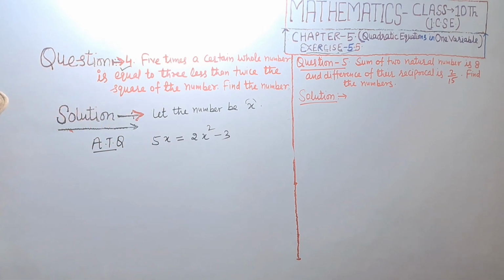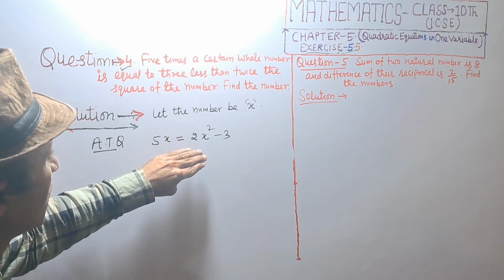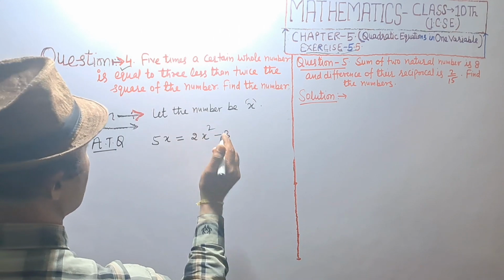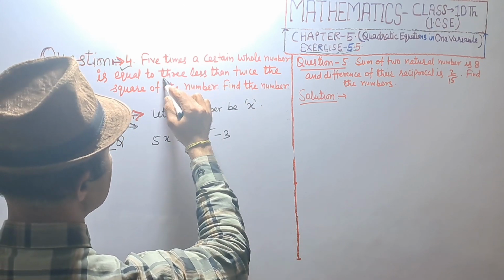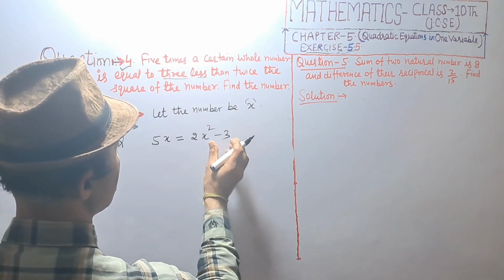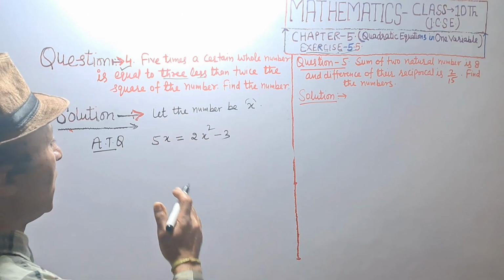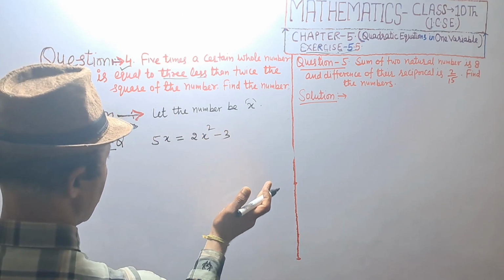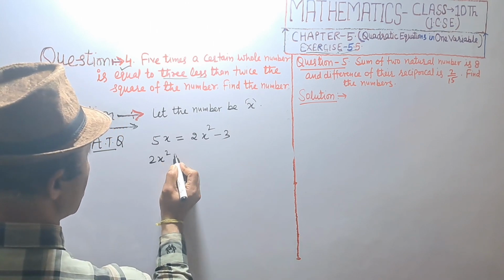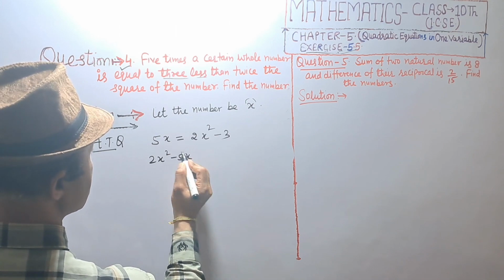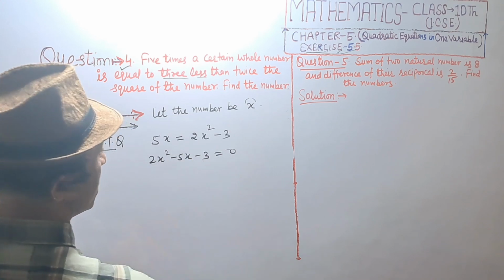According to the question, 5 times a certain number, that is 5x, is equal to 2 times the square, 2x square, minus 3. According to the statement, 5x equals 2x square minus 3, and we are shifting 5x to the right side. This will be 2x square minus 5x minus 3, equal to 0.